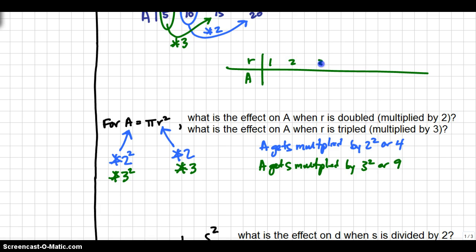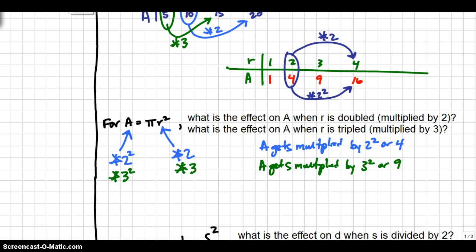We do 1, 2, 3, 4 again and fill in values for a. If we simply square the r, we get 1, 4, 9, 16. So let's see what happens when we double. The 2 turns into a 4 when we double, but the y value, or the a value here, is not doubling, it's being multiplied by 2 squared, or 4.